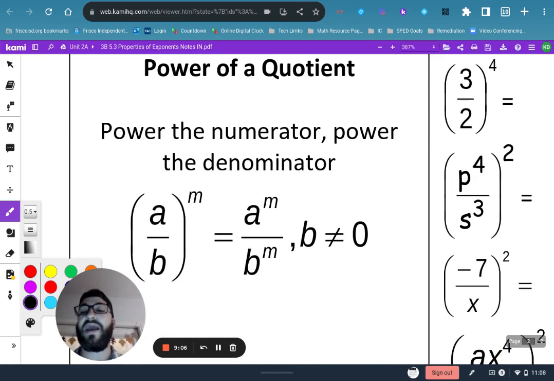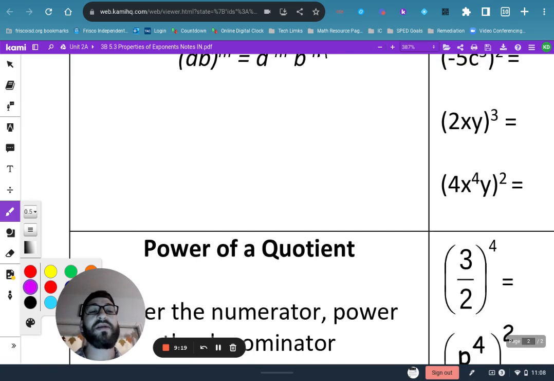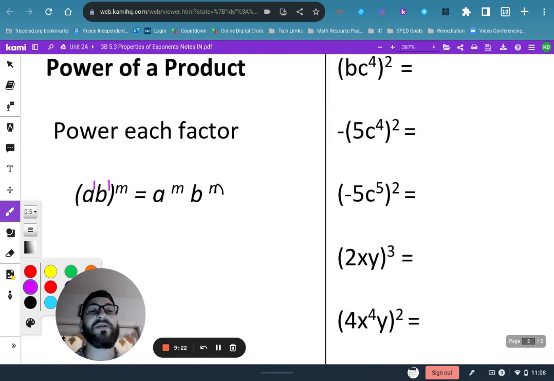If I have a to the first and b to the first, and I have that power of m, even though I'm dividing, it's the same thing. 1 times m is m, 1 times m is m, so I end up with a to the m over b to the m. So let's look at an example and practice this a little bit.